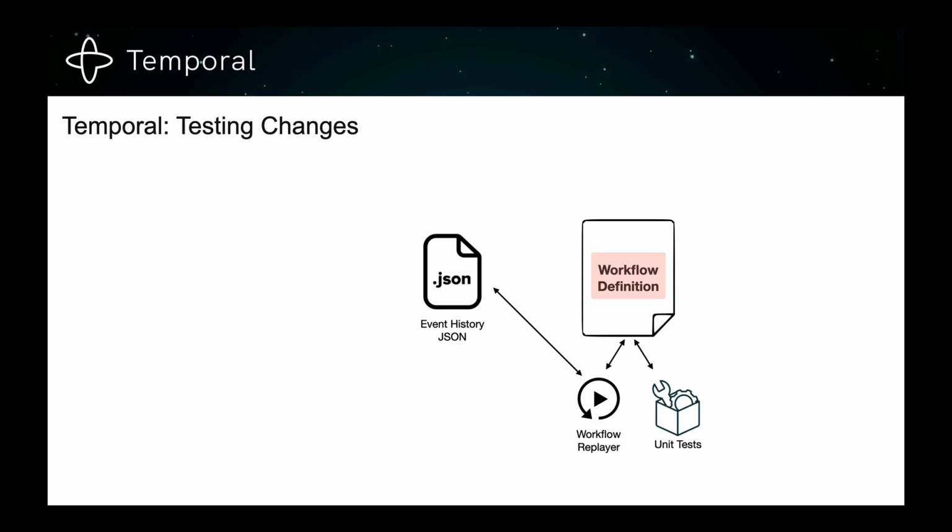So once we've done that, we are pretty confident that we can deploy our workflow that includes these changes into production, and it will not break the determinism of any of the existing running workflow instances.